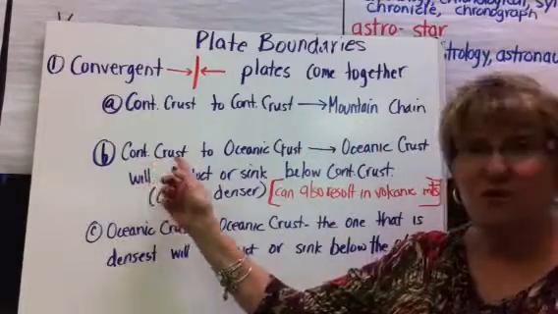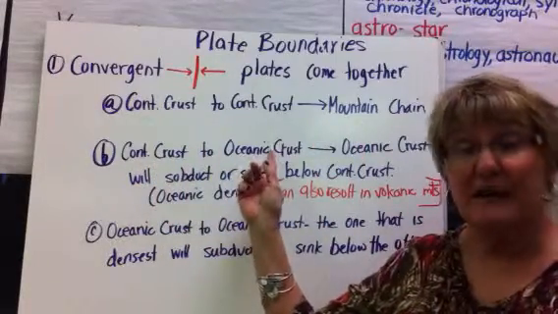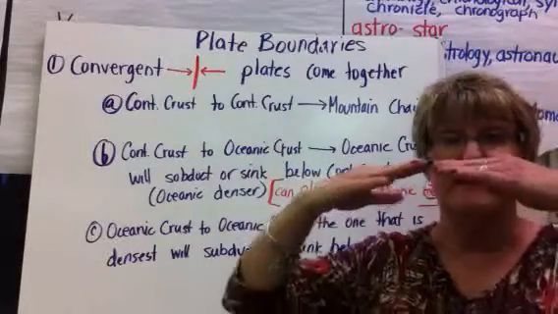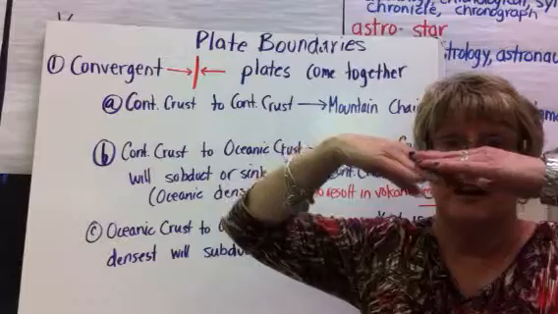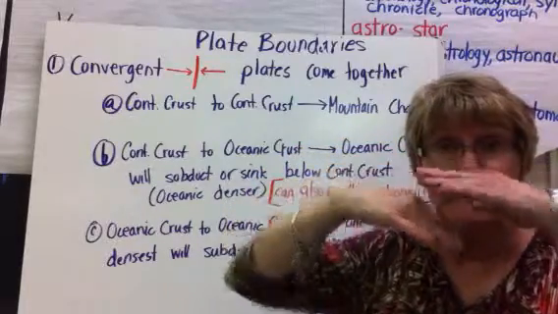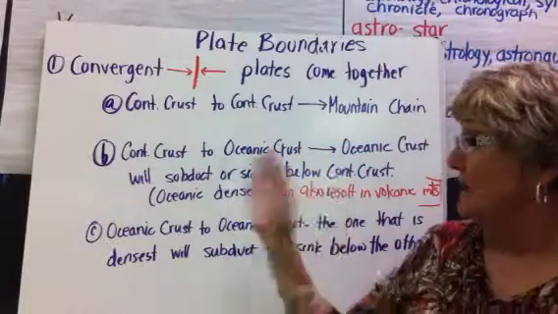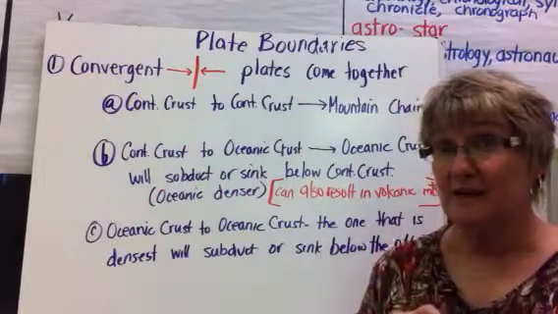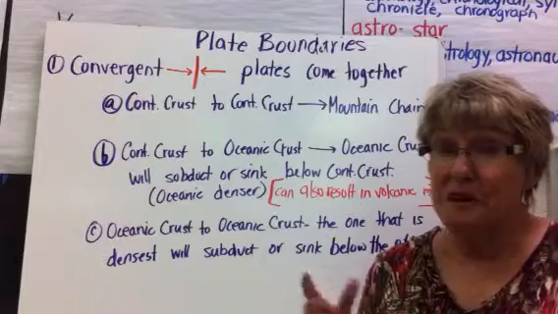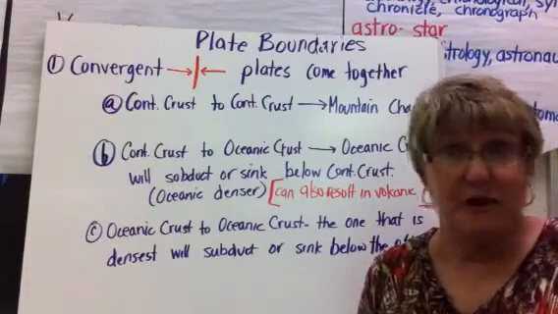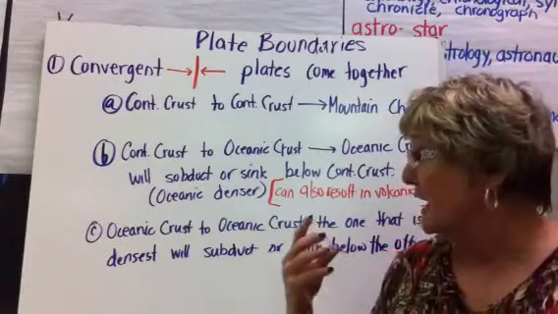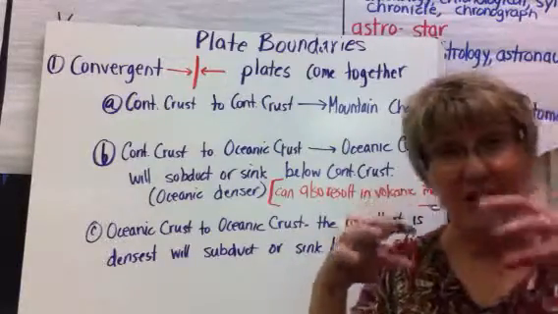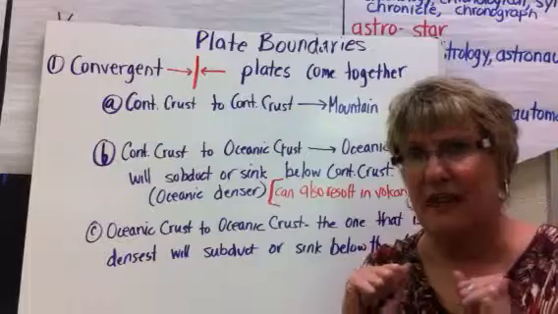We could have continental crust to oceanic crust. Now, because oceanic crust is denser than continental crust, it's going to subduct or sink underneath the continental crust. Now, one of the things that we can end up with at that subduction zone is sometimes there can be an earthquake, sometimes volcanic mountains can result, and this is how that happens.